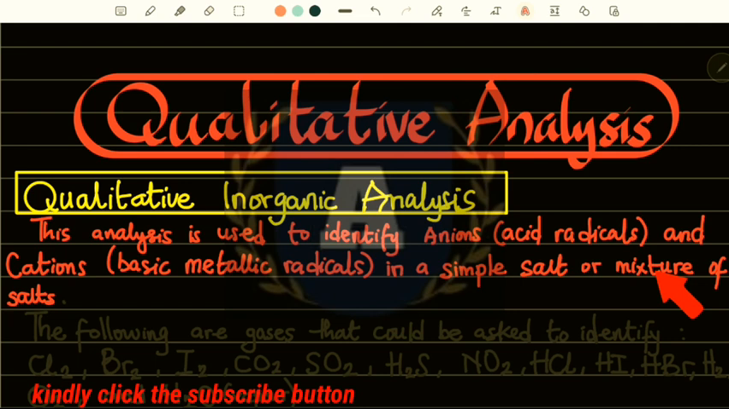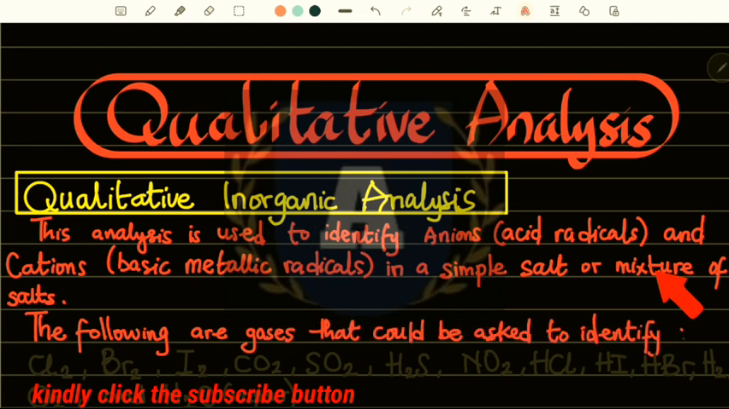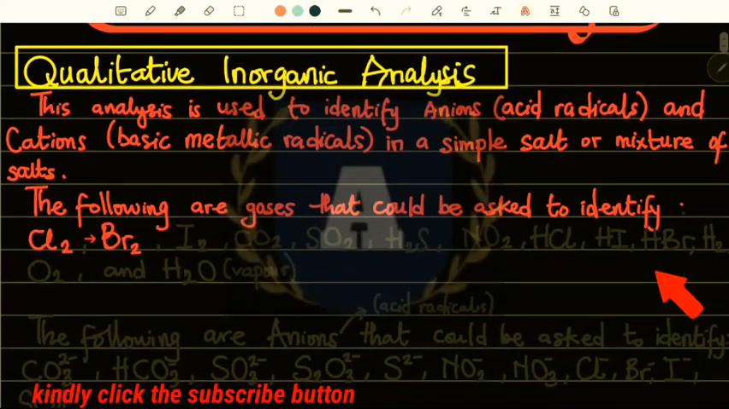Now, firstly, we need to know that the following gases could be asked to be identified in qualitative analysis, which is also known as the salt analysis. The first one is the chlorine gas. You may be asked to identify chlorine gas. You may also be asked to identify bromine gas. You may be asked to identify iodine gas.